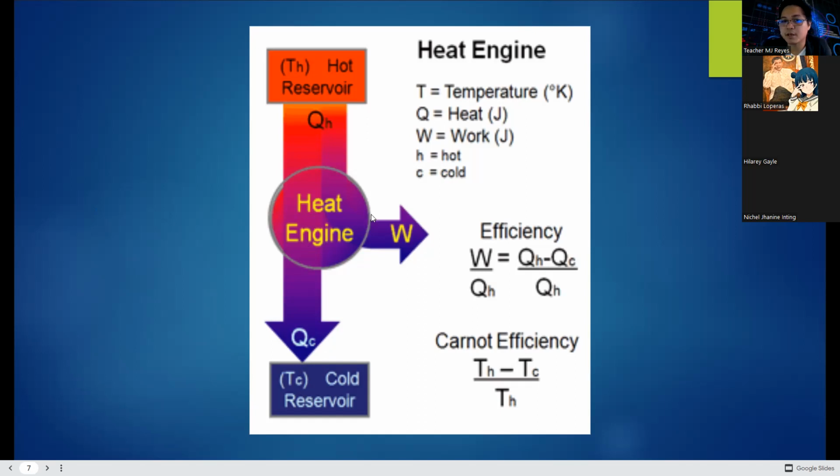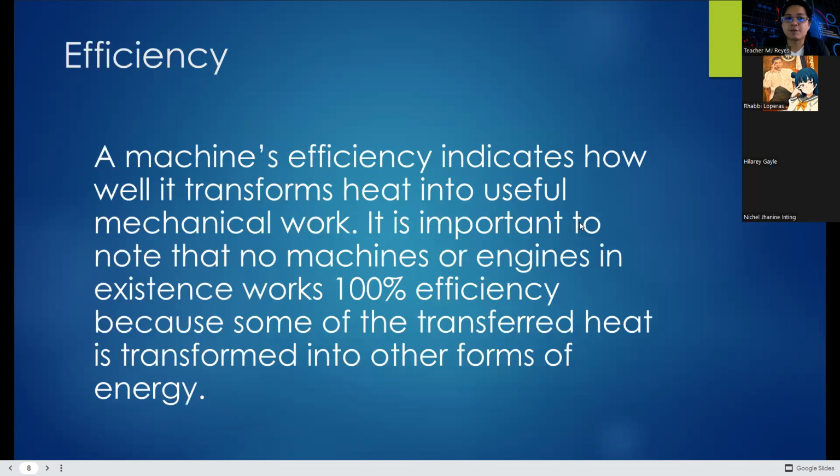In the process, we are creating work. Work will correlate with efficiency. How efficient is the work? So these are the formulas, but I minimized them in order for us to adjust to our current situation. Efficiency: if there is work, there should be efficiency. How efficient is that machinery?